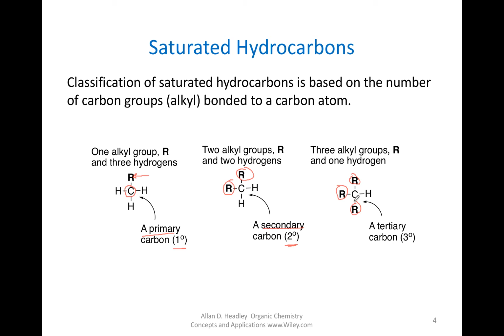So for this portion of the slide, you should be able to look at any alkane and classify each carbon of that alkane as primary, secondary, or tertiary. That's very important when we start looking at reactions, because the reactivity of the groups bonded to that carbon or those carbons are different. So make sure you can identify a primary, a secondary, or a tertiary carbon.